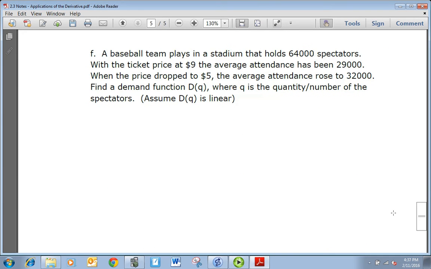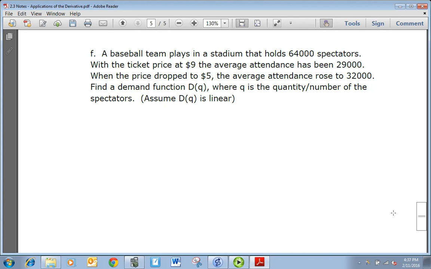Alright, F. A baseball team plays in a stadium that holds 64,000 spectators. With the ticket price at $9, the average attendance has been 29,000. When the price dropped to $5, the average attendance rose to 32,000. So find a demand function D of Q, where Q is the quantity, the number of spectators. We're going to assume that D of Q is linear.